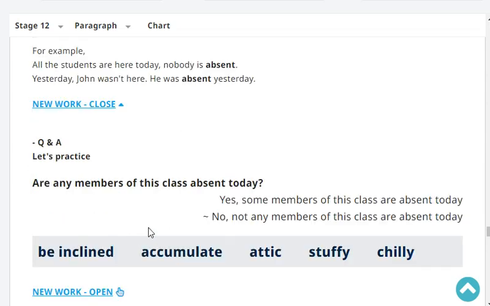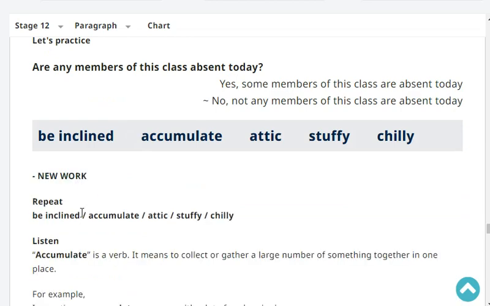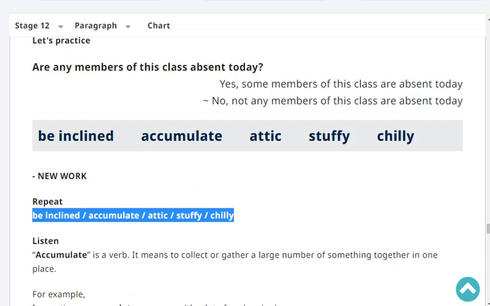Let's practice. Are any members of this class absent today? Yes or no? No, not any members of this class are absent today. Very good. Next, repeat. Be inclined. Accumulate. Attic. Stuffy. Hilly. Chilly. Very good.